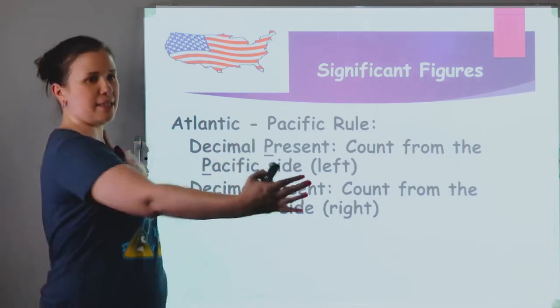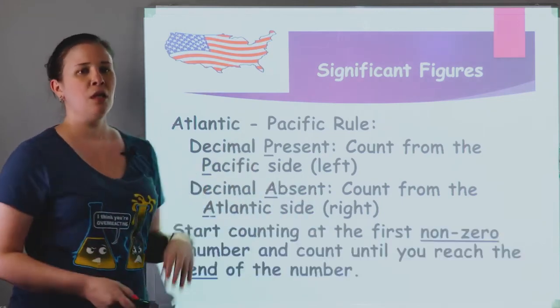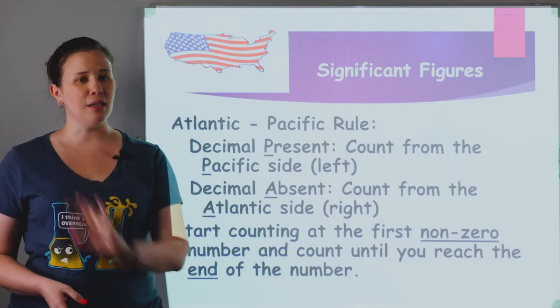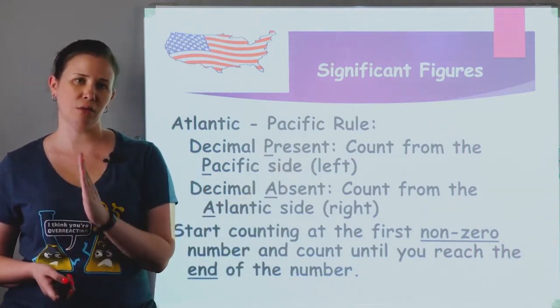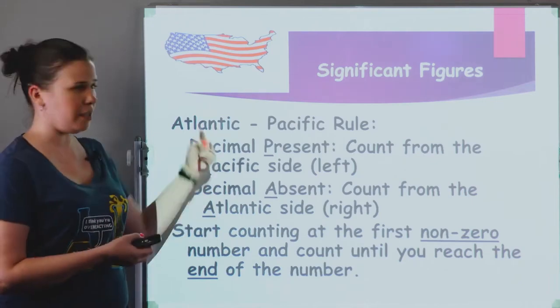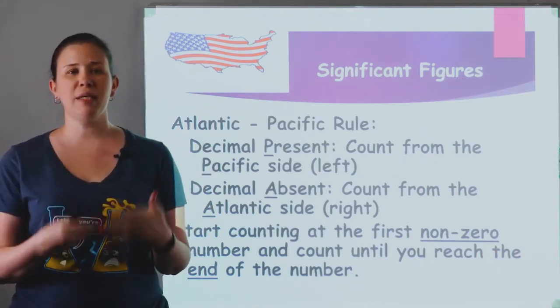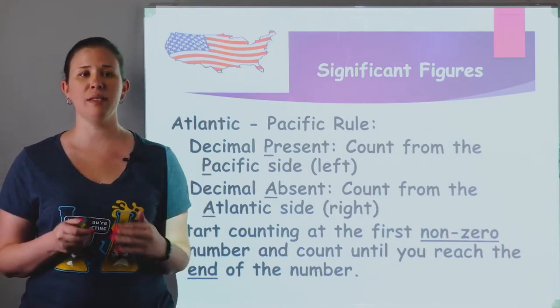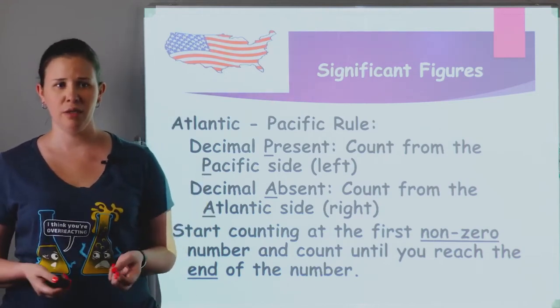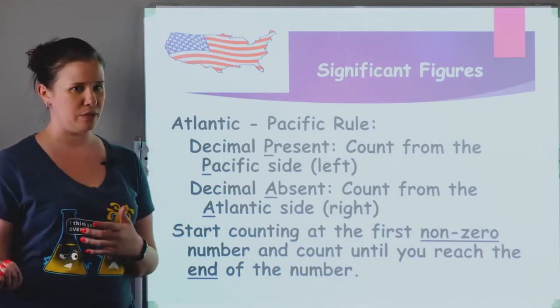This is going to determine what side of the number to count from. Once you start counting, you keep going. So the idea is you first find the non-zero number that you approach from whichever side, and then you keep counting all the way to the very end of the number. So this is going to help us identify the placeholder zeros. This little trick, the Atlantic versus the Pacific rule.